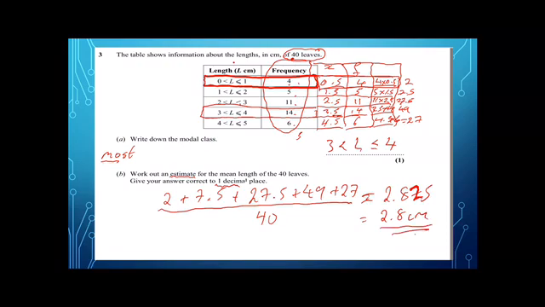We need to check to see if that makes sense. So we think the average is in this group. Just looking at the spread of the data, there are a lot of leaves between 2 and 4, so an answer of 2.8 makes sense.